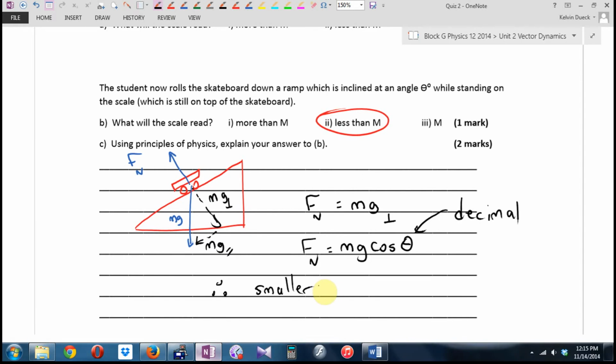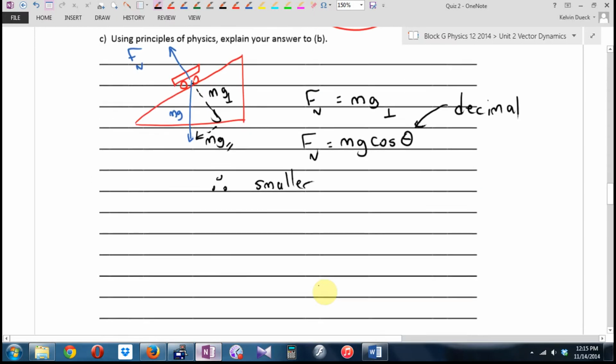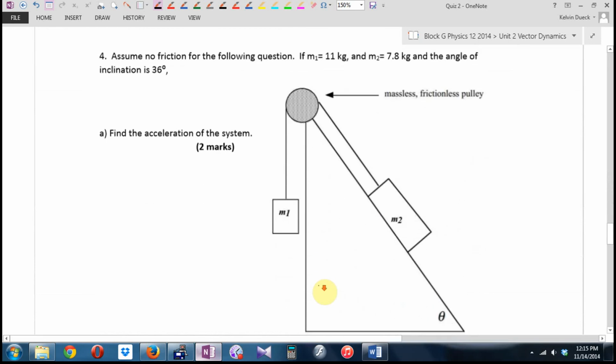If you're not sure, show it to me after I finish marking the quiz, and I'll give you a quick eyeball and say what I would give it. Okay? Let's go on to question 4.